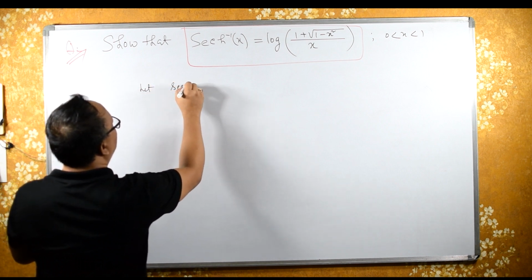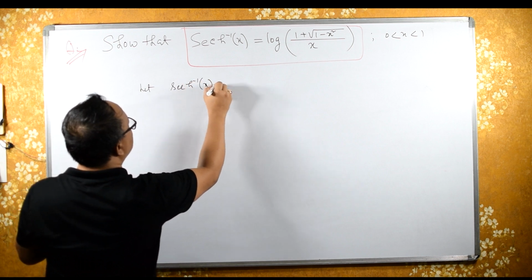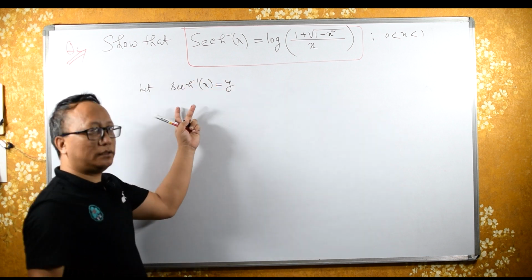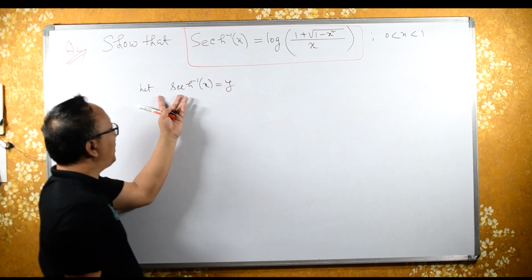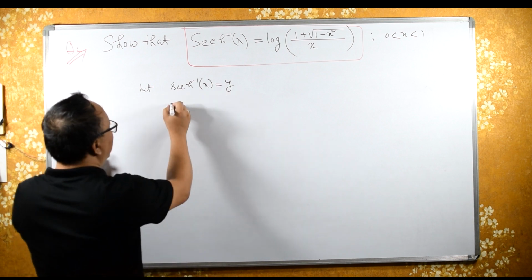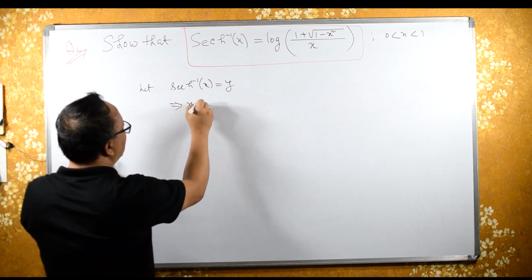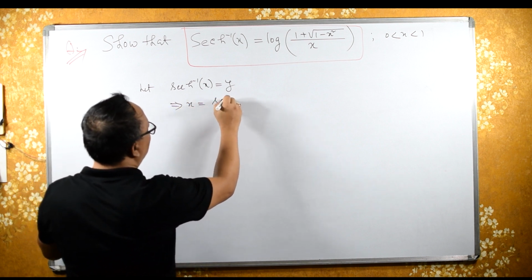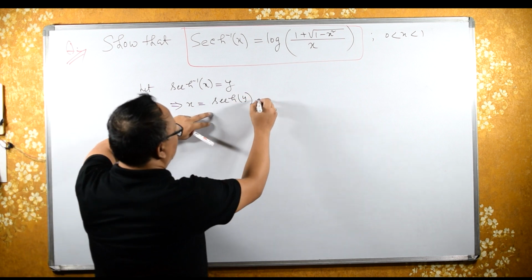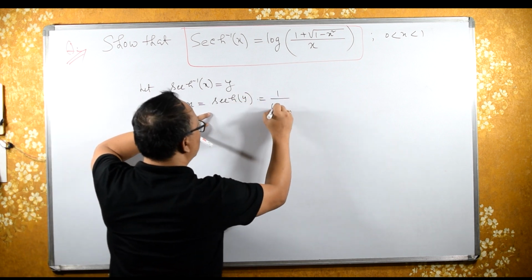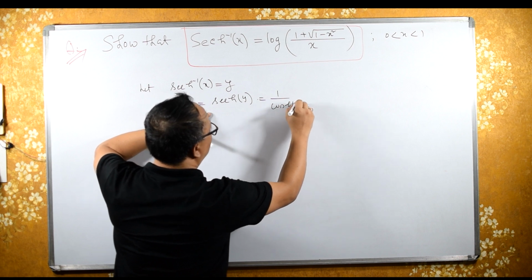Now let sech inverse x equal y. Applying sech on both sides, sech and sech inverse get cancelled. What we have is x equals sech y. What is sech y? Sech is 1 upon cosh y.